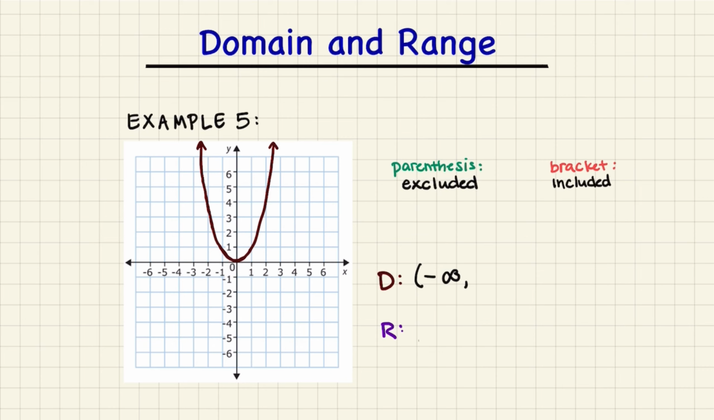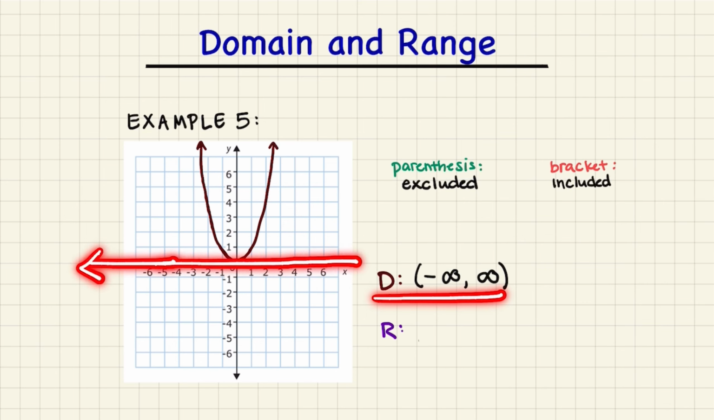Comma. Now let's look at the right side here. Again, this continues on up and it's going slightly to the right, which means these x values are all included. And they're going to continue forever, which means our second value here is +infinity and a parenthesis. So our domain from -infinity to infinity means all of these numbers, all of the x values are included.